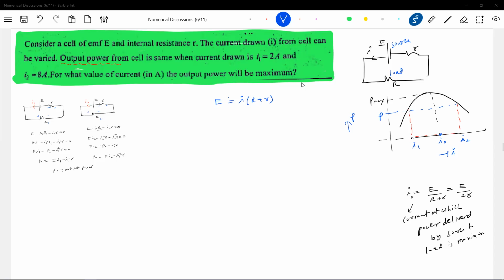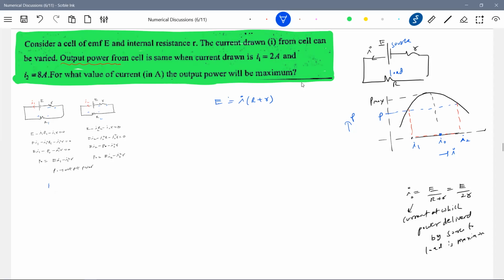Then what is I naught? I naught should be E by 2R. Okay. Now if you equate equations 1 and 2, we'll see if it helps. E I1 minus I1 square R is equal to E I2 minus I2 square R. So E terms on one side: I2 square minus I1 square, times R, is equal to E into I2 minus I1. I'll get the value of E by R.